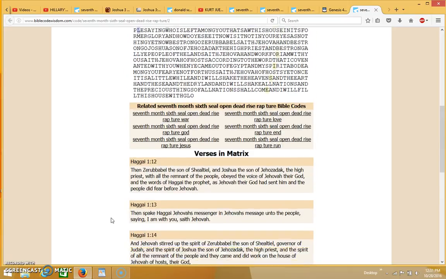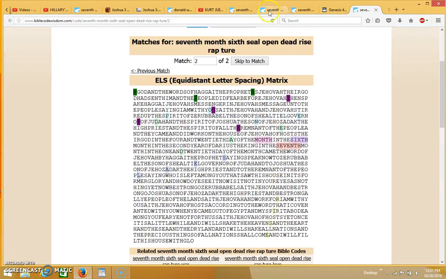So as you can see, these all come up in really amazing matrices, and I'll go over some more of the terms and some more of the matrix in the next video.